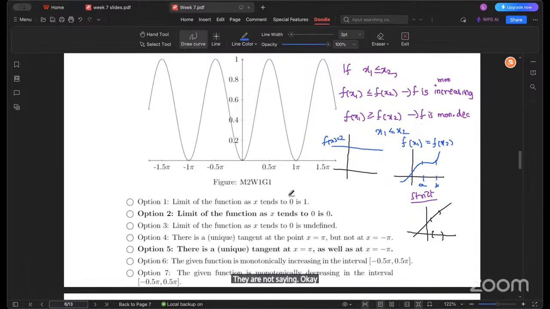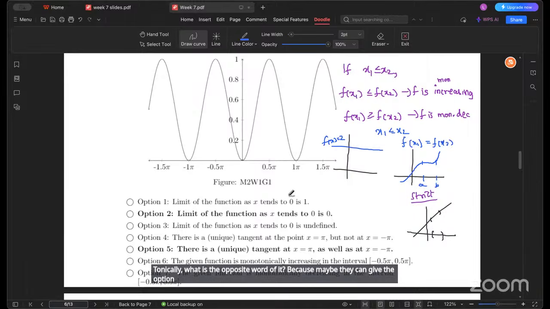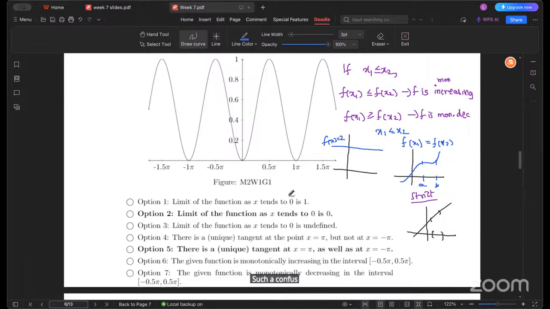Ma'am, if there would be an option where they say that the function is increasing but not monotonically, so the term monotonically, what is the opposite word of it? Because maybe they can give such an option to confuse us, where you confuse the definition itself.